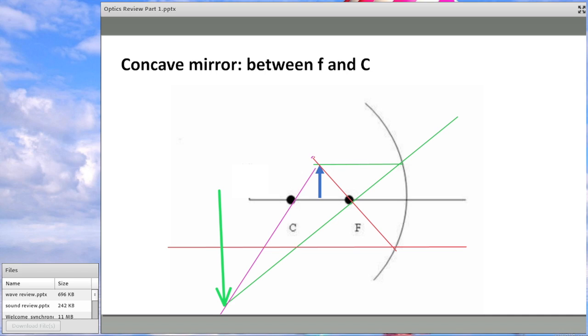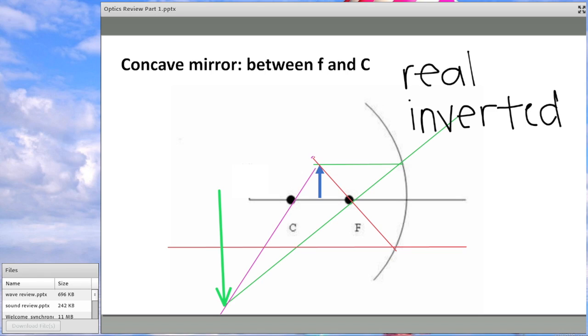Okay, so what can we say about our image? Well, if the other one, you remember the image was over here before and it was a virtual image? Since this one's over here, in real life land, it's going to be a real image. And then we know that it's inverted, right? You can also say upside down. And it's larger.